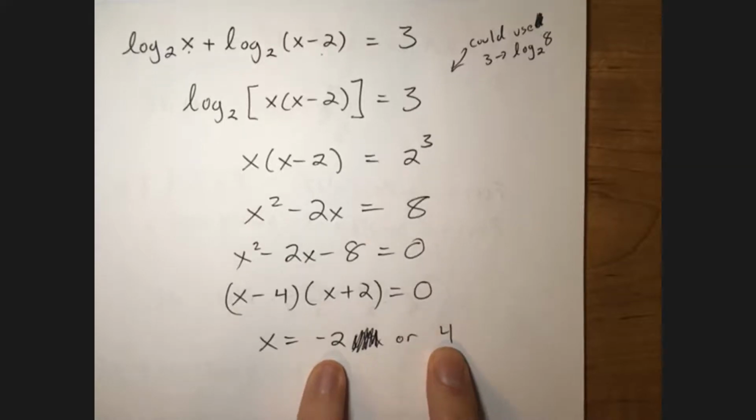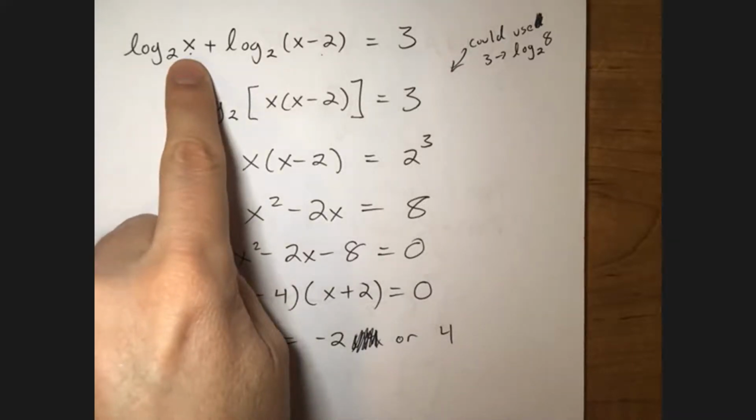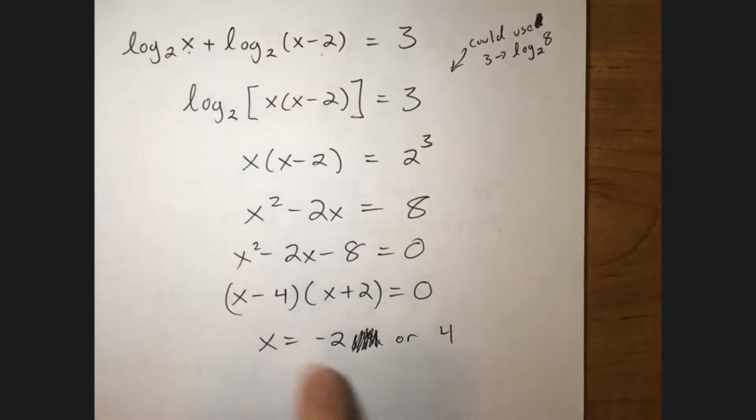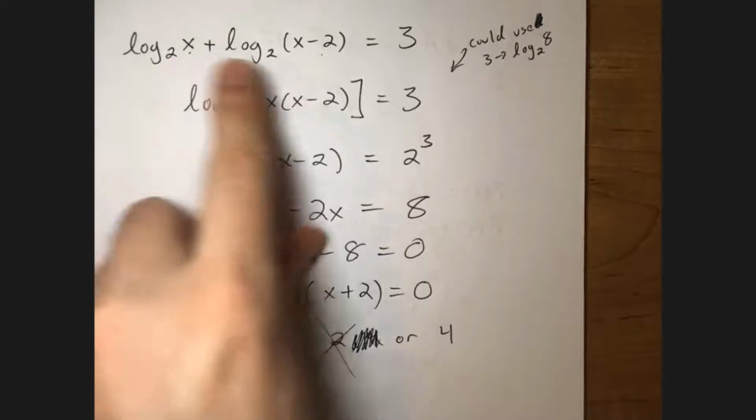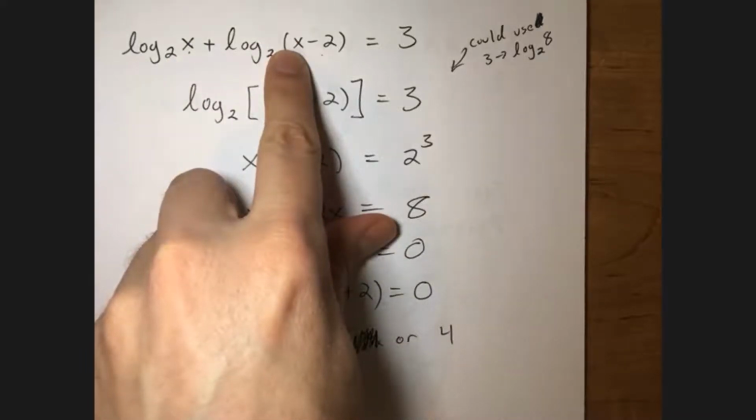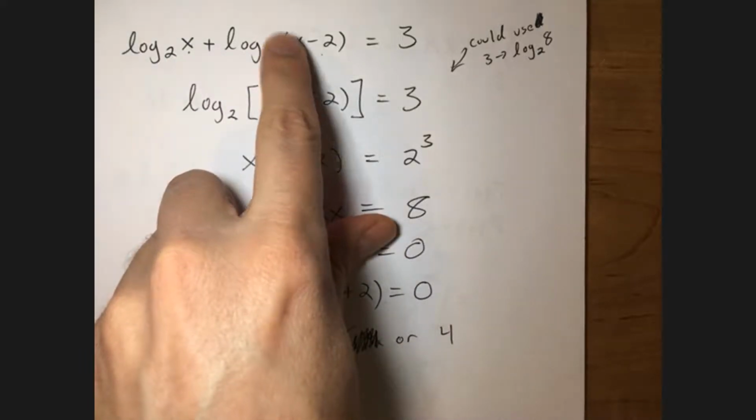All right. So if I check -2, does it work up here? Does it make sense? Can I take log base 2 of -2? No, I can't. I can't take the log of a negative number. So this is my extraneous solution. Can I take log base 2 of 4? Yeah, totally. I know what the answer is too. It's 2, right? And then if I plug 4 here, I have a 2 on the inside.